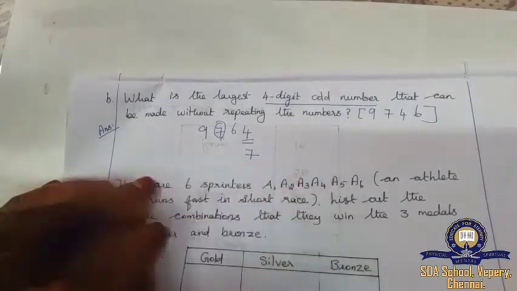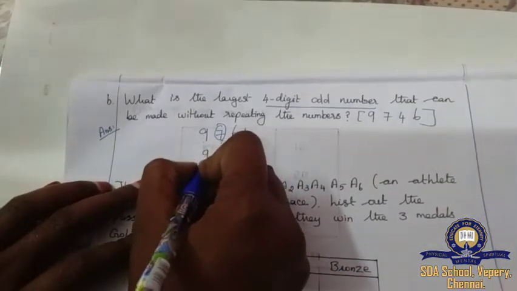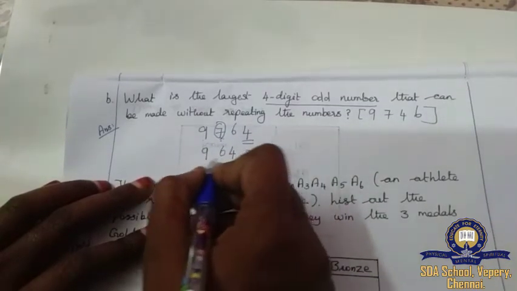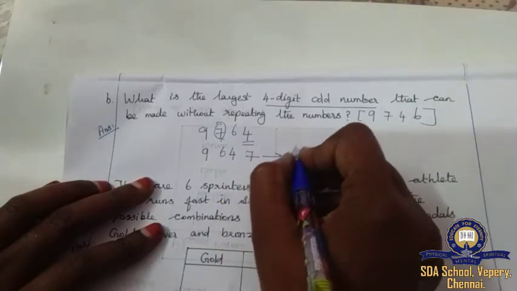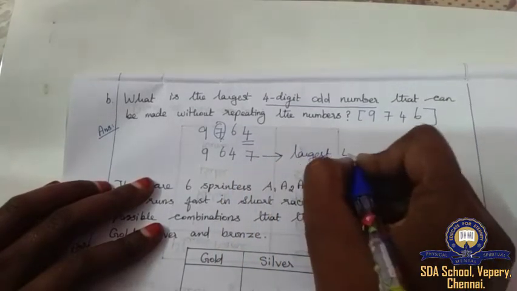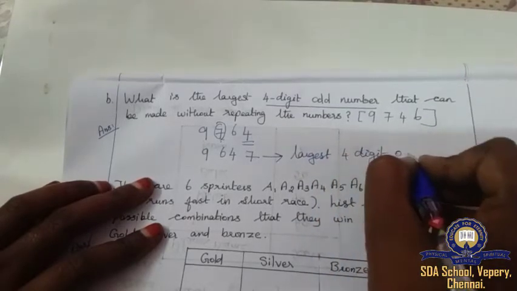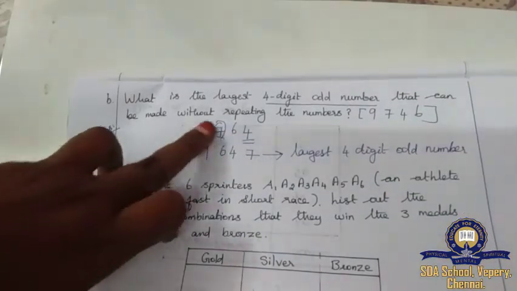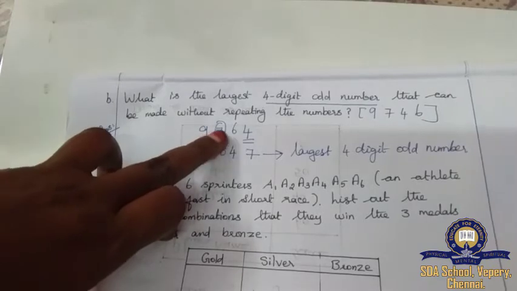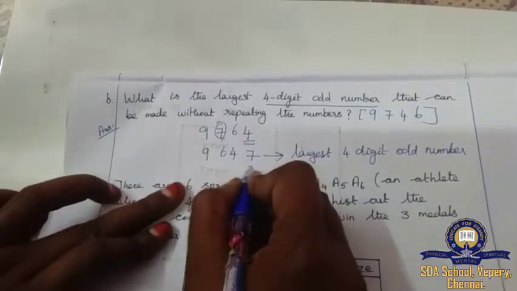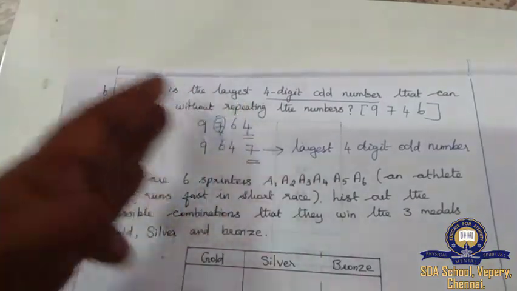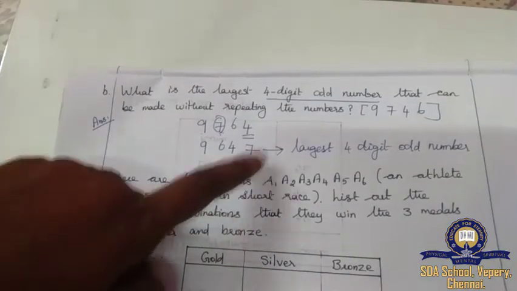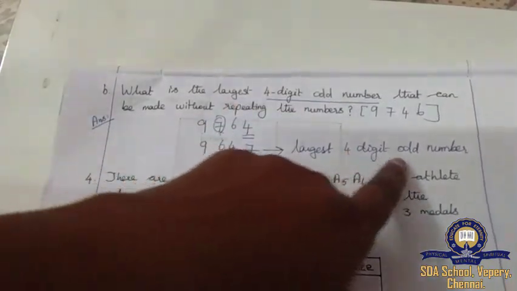So the remaining you have to write in descending order. So 9, next 6, 4. Which one is biggest? 6. Next 4. So this is the largest 4-digit odd number. Understand? So in the odd number you have to find out the smallest odd number. Place that smallest odd number in the last place. After that you can place all the other numbers in descending order. Okay. So it will give you the largest 4-digit odd number.